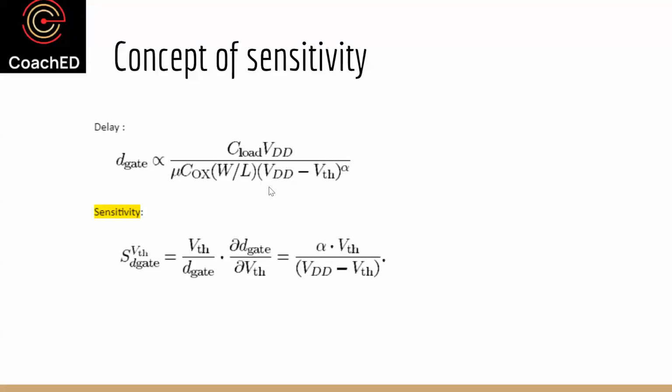And if you simplify this equation, it comes out like this. So this equation shows that VTH has a very large sensitivity on gate delay. Even for minor changes in threshold voltage, there is a very big change in gate delay. And therefore, we need to be concerned about threshold voltage variation when we are considering delays.